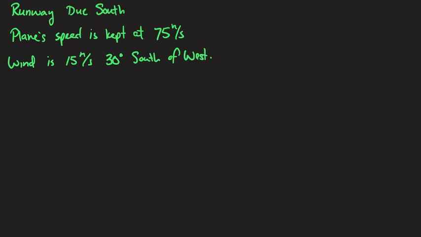So here's our 3 pieces of information. The runway is due south. The plane speed has to be kept at 75 meters per second. And the wind is 15 meters per second, 30 degrees south of west. I want the plane's heading and its ground speed. So the first thing I want you to do is just sketch a picture of what might be happening.